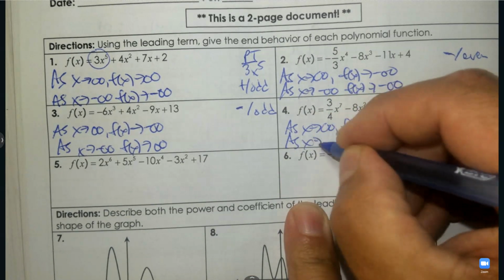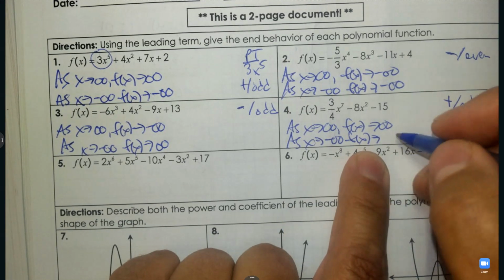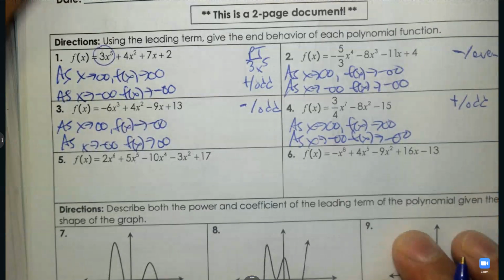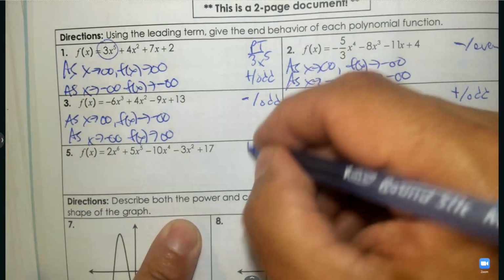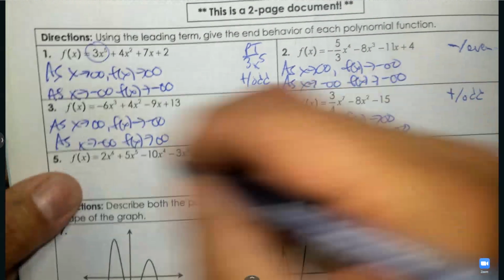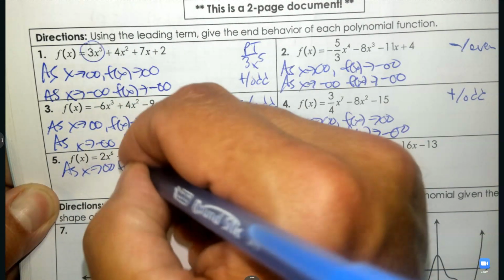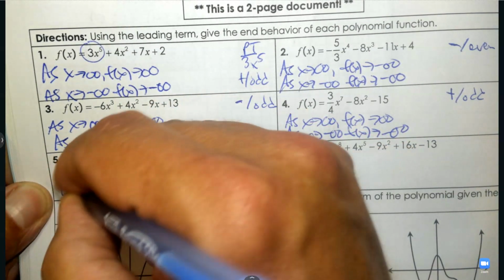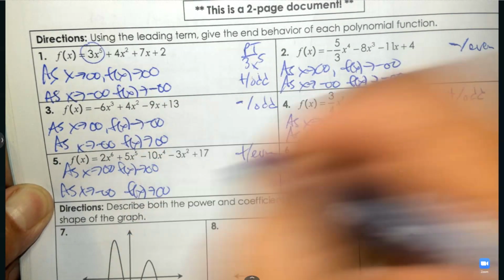The left end goes down. Here we have positive with an even exponent. So that means the right end goes up and the left end goes up. So both ends go up.